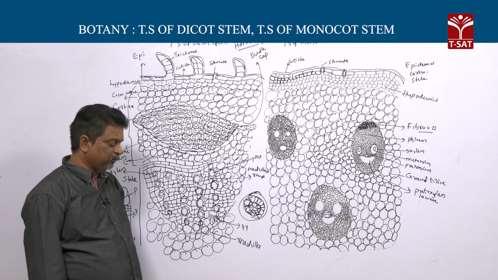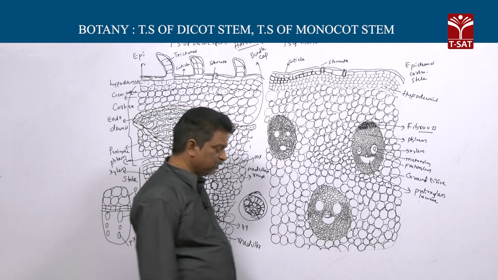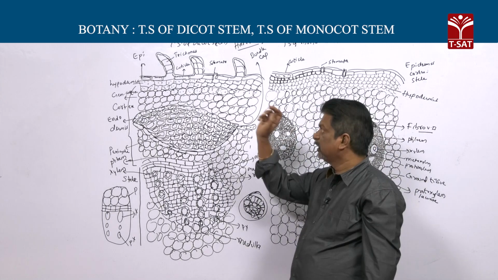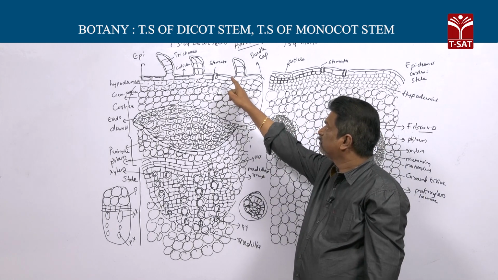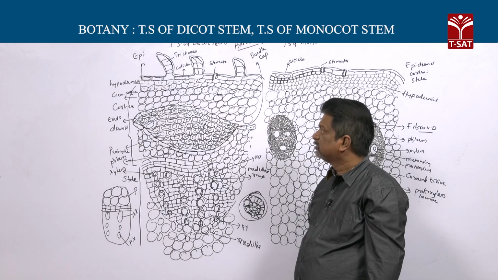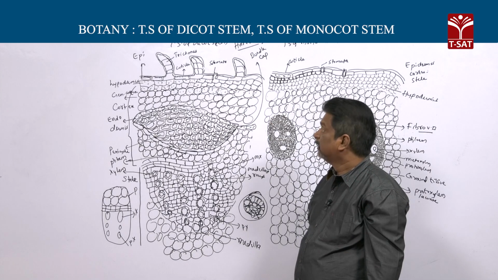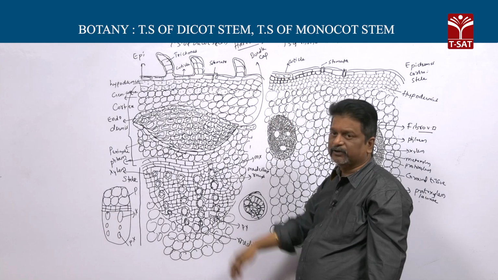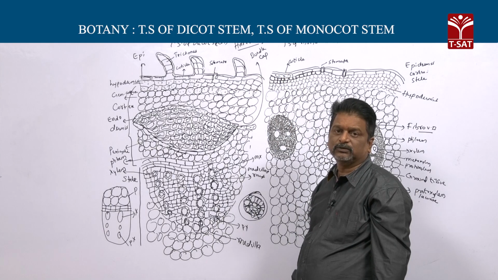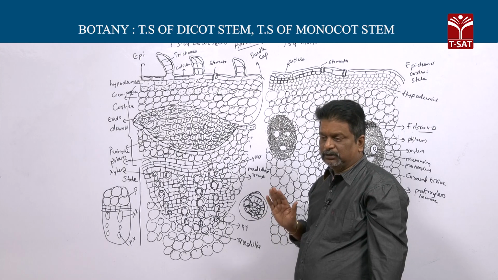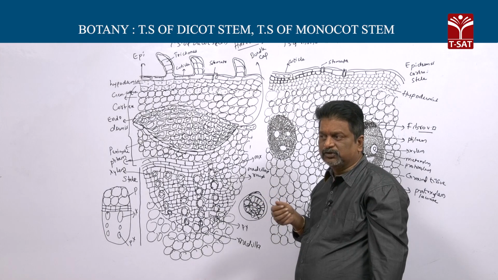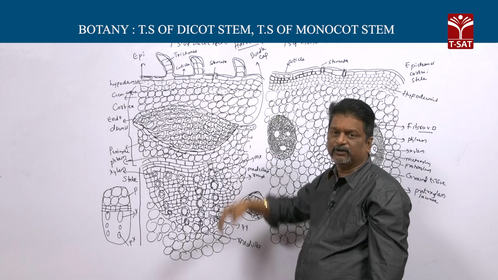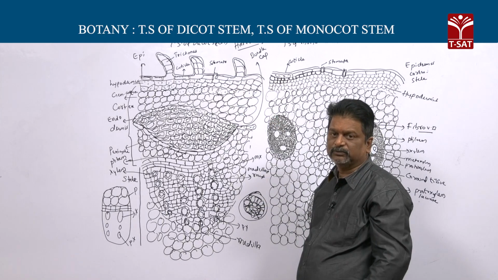Then root epidermis, in which stomata and cuticle are absent. But stem epidermis contains cuticle and stomata. Even leaf contains stomata and cuticle. So, point is, root is without stomata and cuticle. Stem and leaf contain stomata and cuticle.